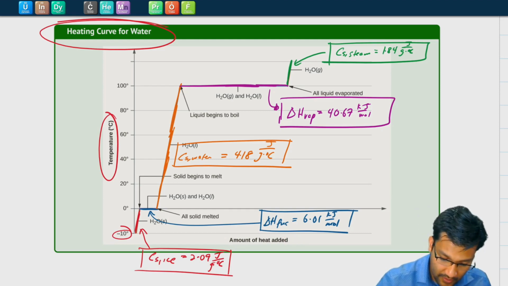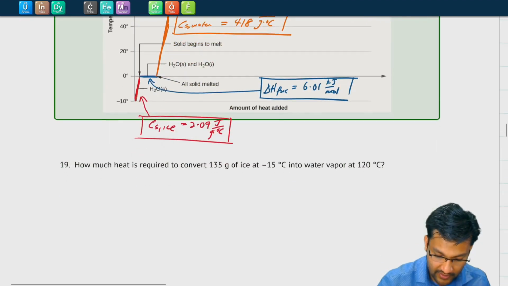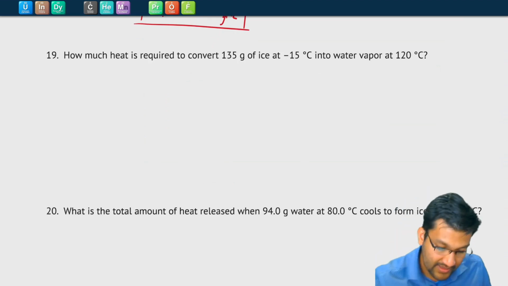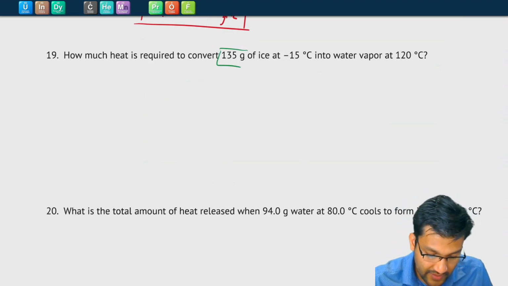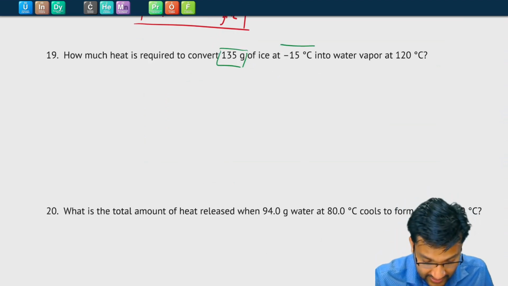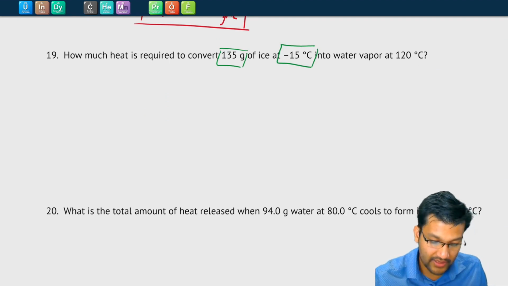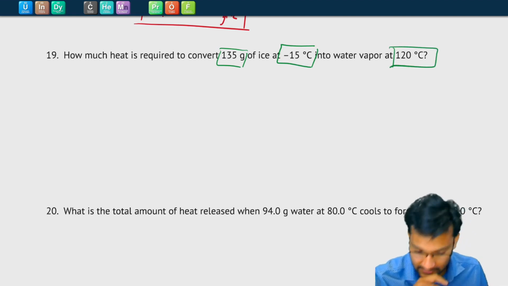Okay, so let's use these ideas in some questions. For example, let's look at number 19. It says that you have 135 grams of ice starting at negative 15 degrees Celsius. How much heat do you need to add to convert it from negative 15 degrees Celsius of ice all the way to water vapor at 120 degrees Celsius?